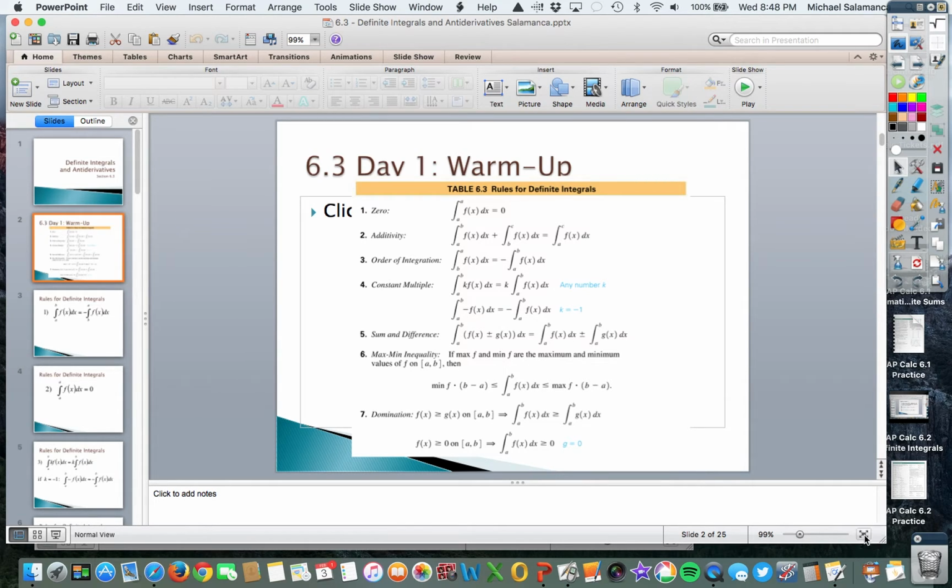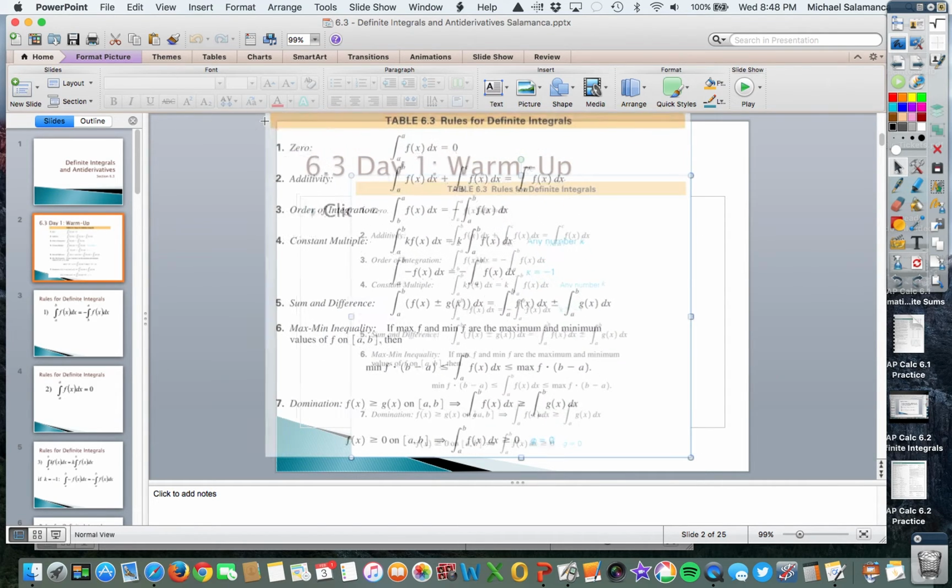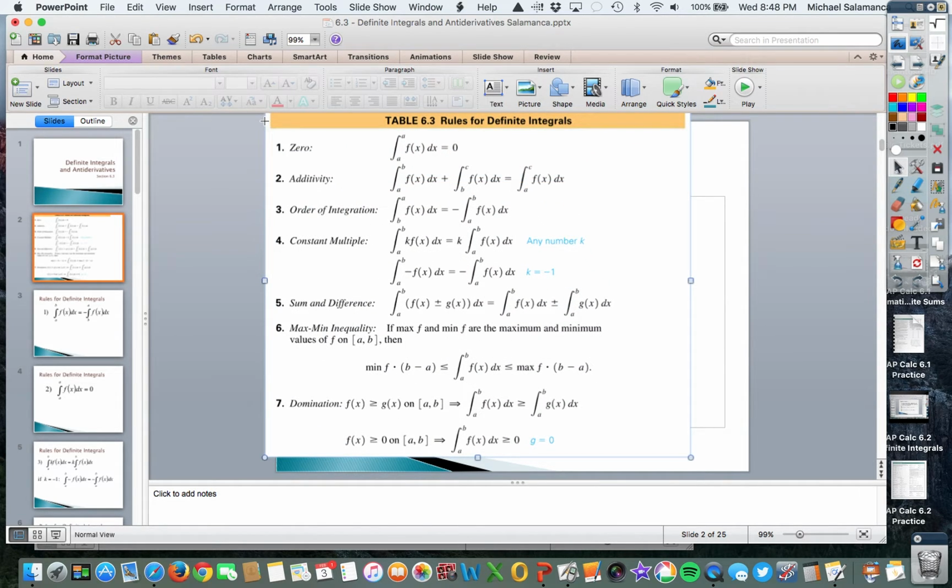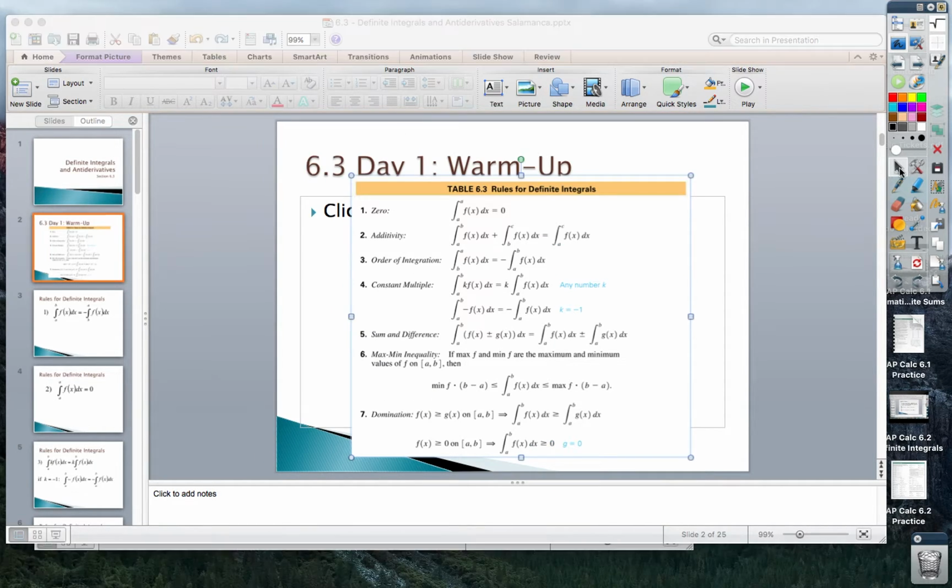I'm going to go ahead and enlarge it. It's not enlarging. Let me make this bigger for you guys to see. Go ahead and pause your screen and write everything on this table down, please. So hopefully you've paused your screen and written that down. We're going to look at these rules for definite integrals one by one.